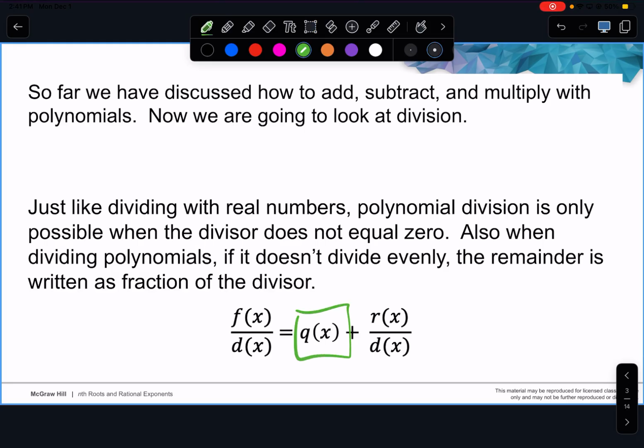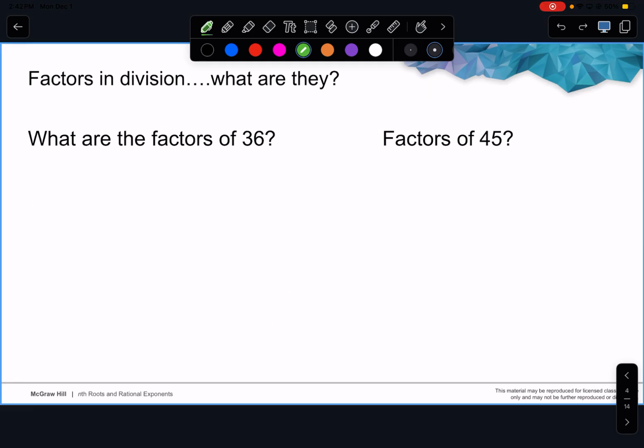Okay, so what we just ended up with was an answer, right? So that's a Q, and then we had a remainder here. Okay, so nothing really to add on here. It's just a lot of words to say that. If it doesn't divide evenly, you put the remainder as a fraction over the divisor.